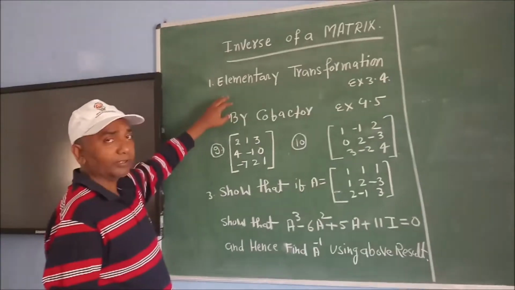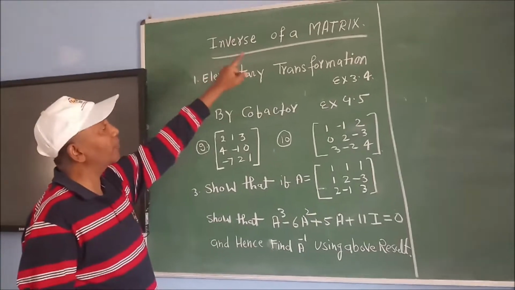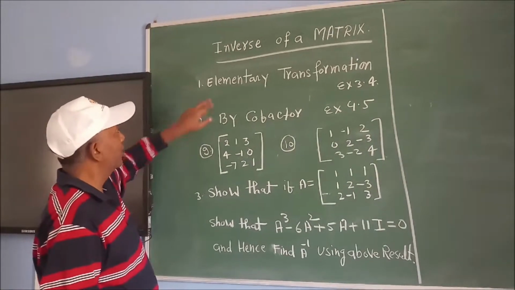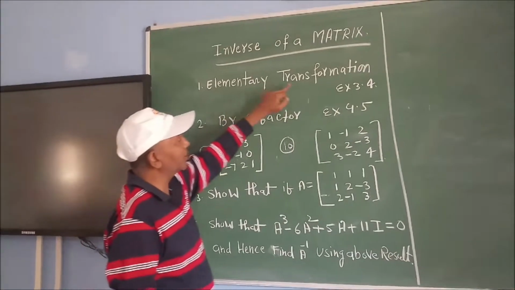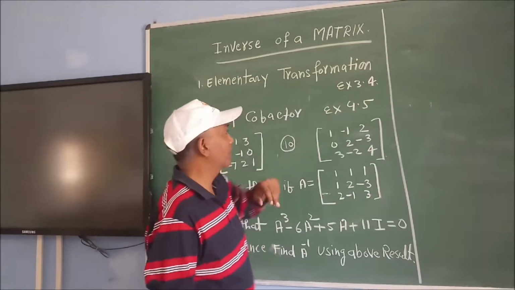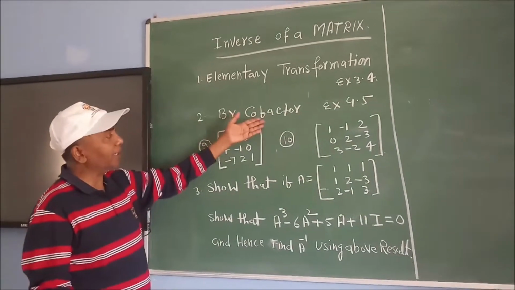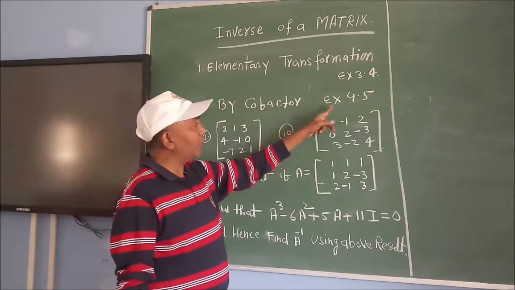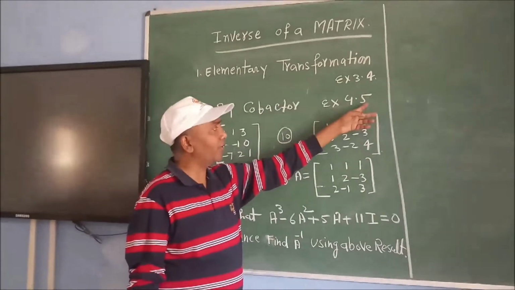In our 12th syllabus, we have to find inverse of a matrix by three methods. First is the elementary transformation method, which we have discussed in exercise 3.4. Second is the cofactor method, which we have also discussed in exercise 4.5.